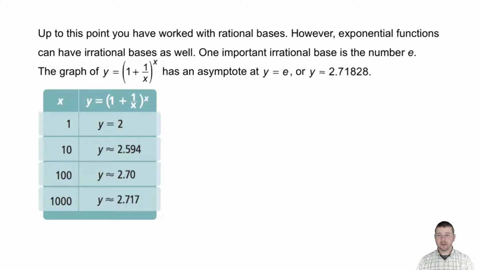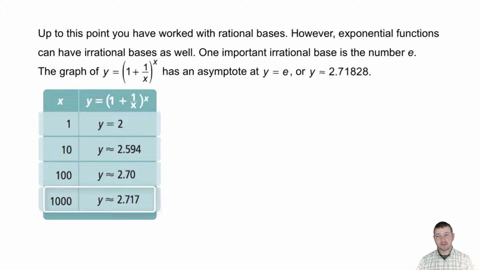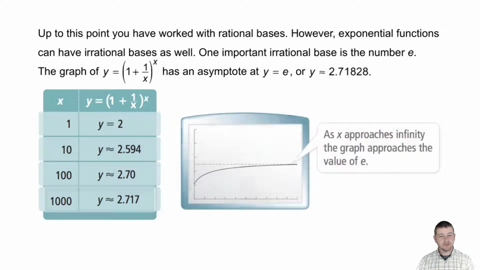For x values given, 1, 10, 100, 1000, growing exponentially, and y equals 1 plus 1 over x raised to the x power as our function being evaluated, an x value of 1 leads to a y value of 2, x of 10 leads to y approximately equal to 2.594, approaching e, an x value of 100 leads to a y value of approximately 2.7, getting closer to the value of e, and for an x value of 1000, y is approximately equal to 2.717. And we can see it graphically.